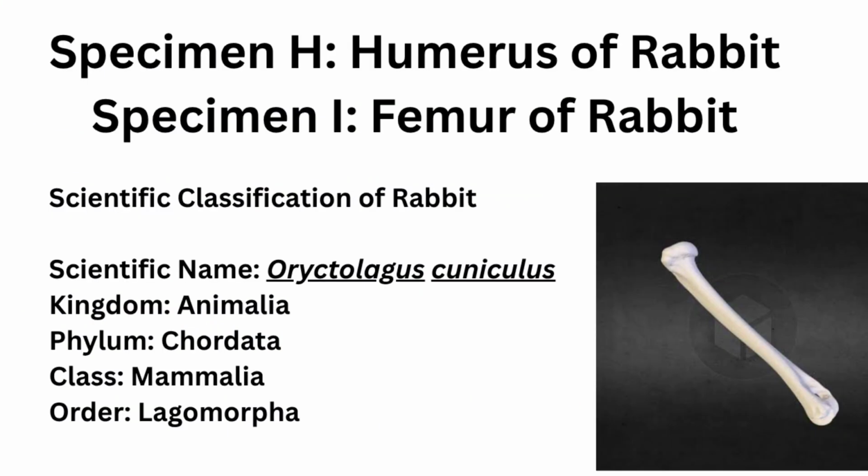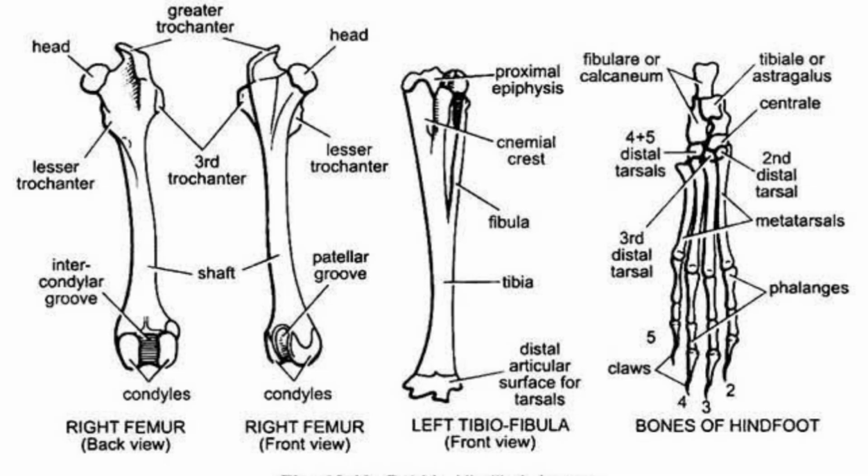Alright, so I'll be treating specimen H and specimen I simultaneously. So H is the humerus of rabbits, while I is the femur of rabbits. Now, let's look at the scientific classification of rabbits. The scientific name is Oryctolagus cuniculus, which is obviously kingdom Animalia, phylum Chordata. It has a backbone, class Mammalia, and so on.